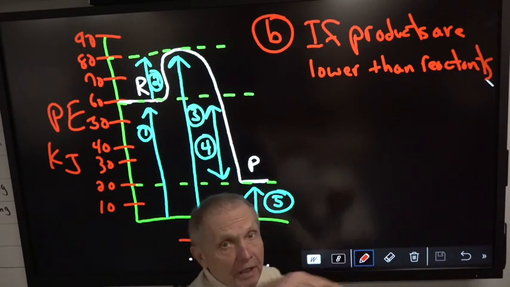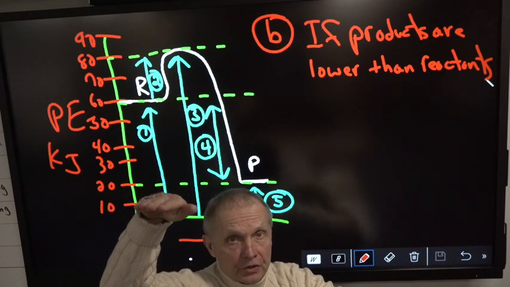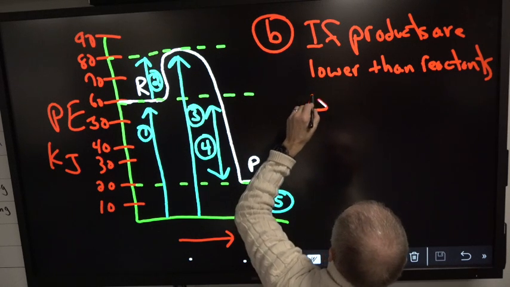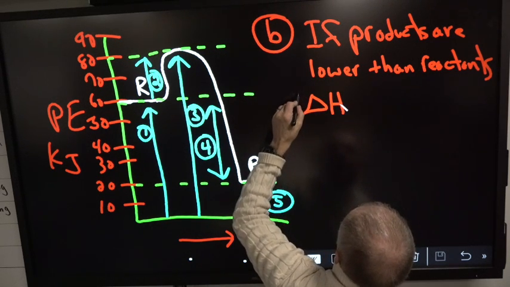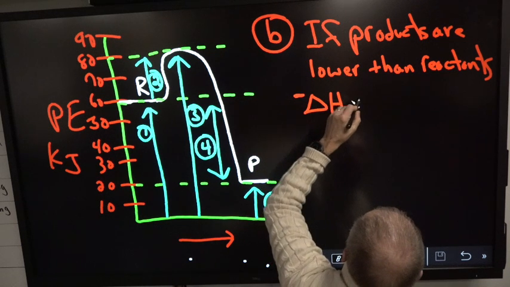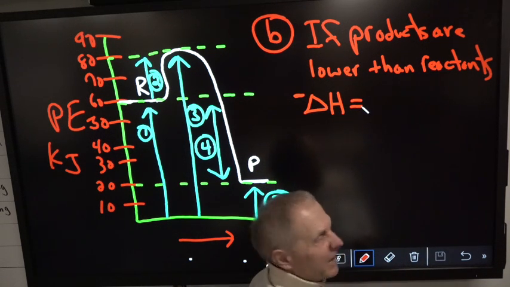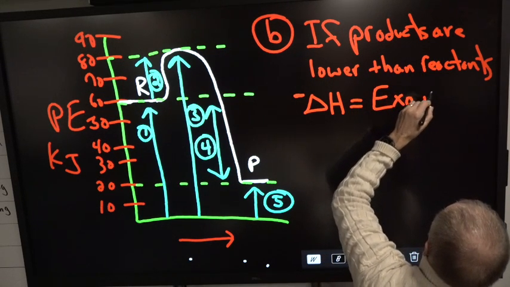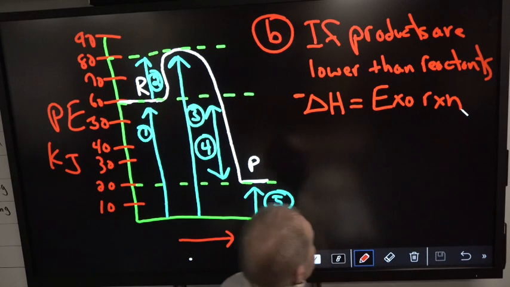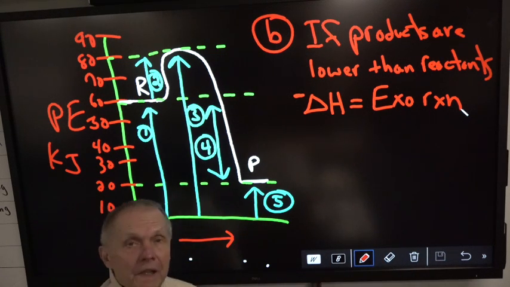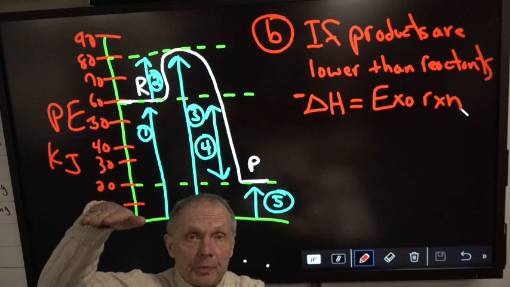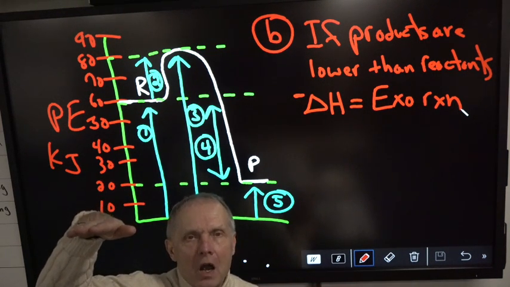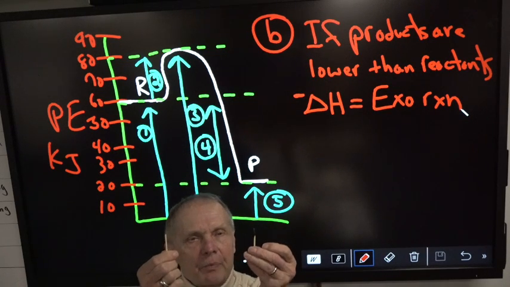So if the products are lower than the reactants, this is what it means. That means that delta H is negative and that the reaction is an exothermic reaction. And you can tell just by looking and seeing where the products are. The lower the products are, the more stable they are. Remember, this was the reactant, this was the product.